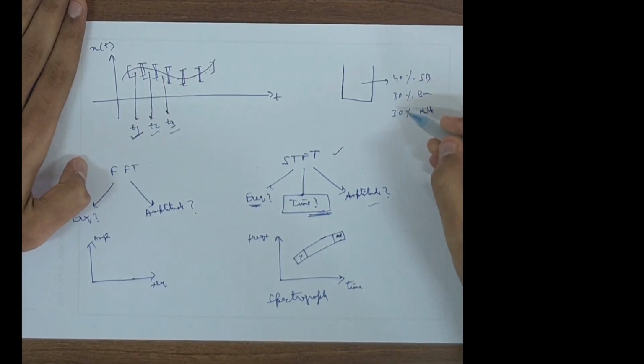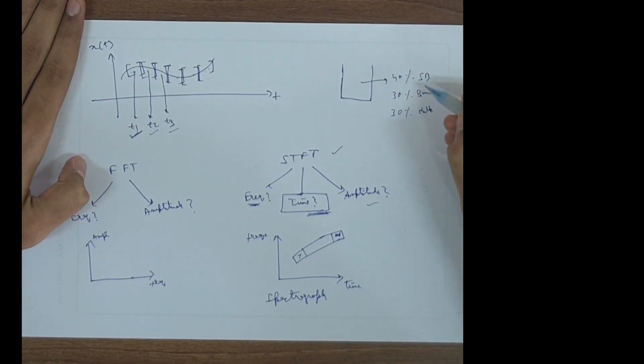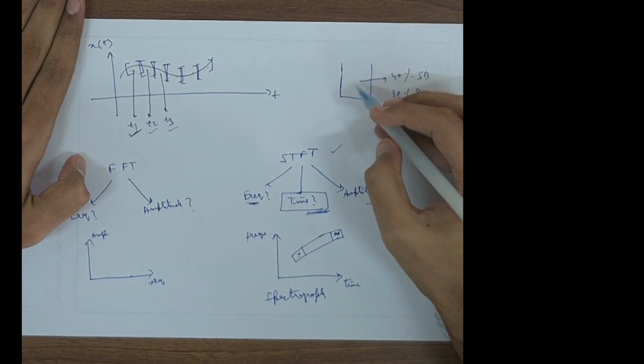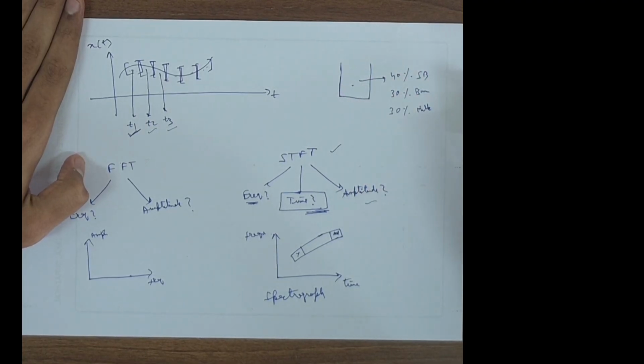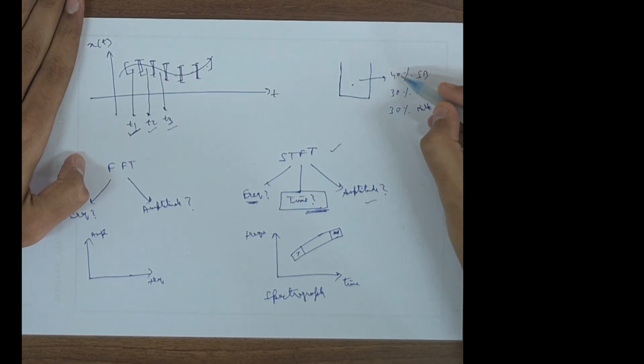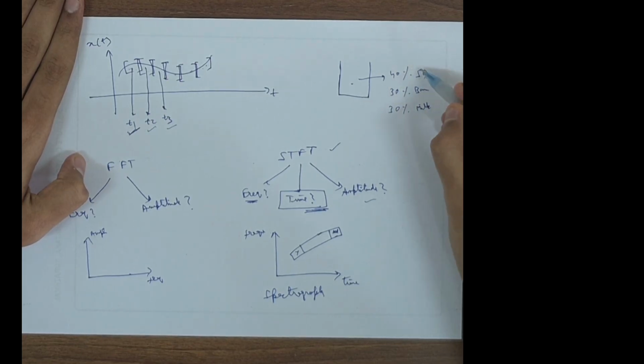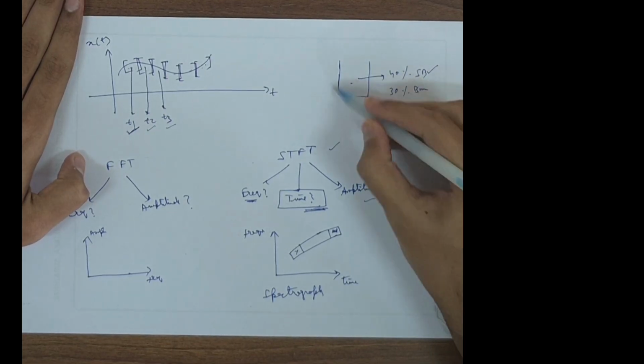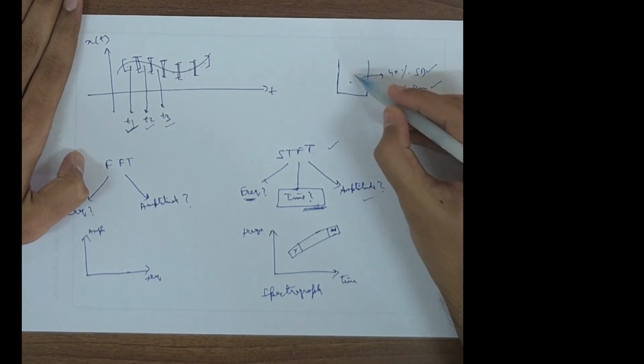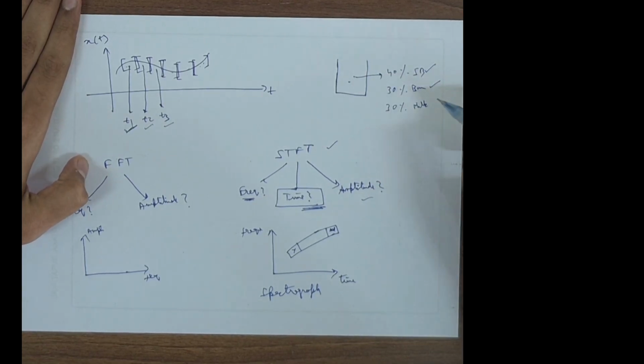So now, when I'm giving this composition to you, what I'm doing is taking a fast Fourier transform of this milkshake. It is telling me what is the percentage, what is the composition of strawberries in this milkshake, what is the composition of bananas in this milkshake, and so on.